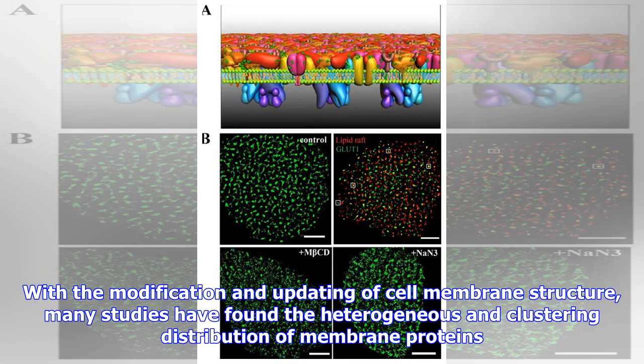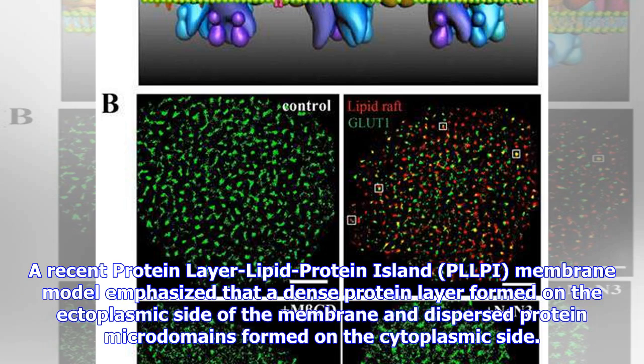With the modification and updating of cell membrane structure, many studies have found the heterogeneous and clustering distribution of membrane proteins. A recent protein layer lipid protein island (PLLPI) membrane model emphasized that a dense protein layer formed on the ectoplasmic side of the membrane and dispersed protein microdomains formed on the cytoplasmic side.